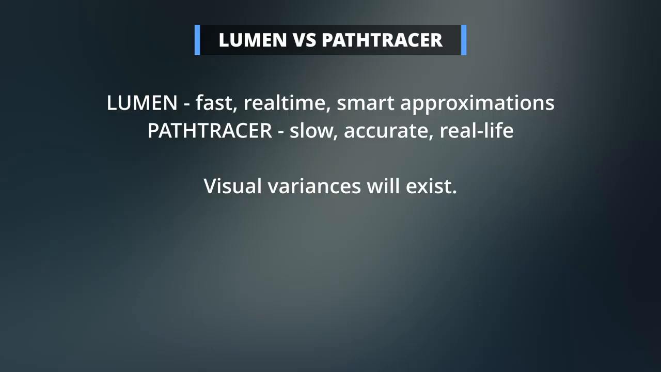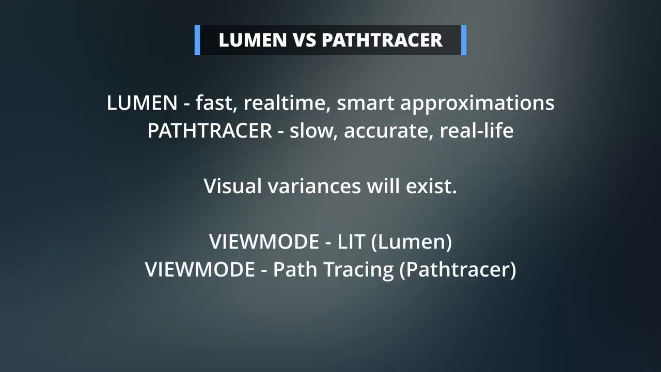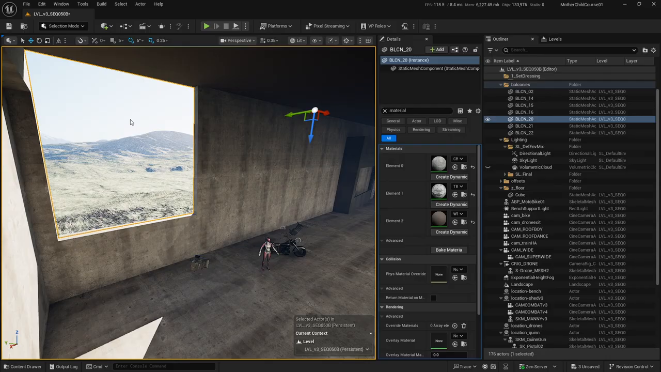So what I do to compare lighting accurately is I use the lit view from the view mode, which gives us the Lumen result. And then I have another viewport that has the view mode set to Path Tracer. And that's where I preview final output. And I use both throughout the process. I don't rely on just one. So when working, I use Lumen for iteration and Path Tracer to validate and render.